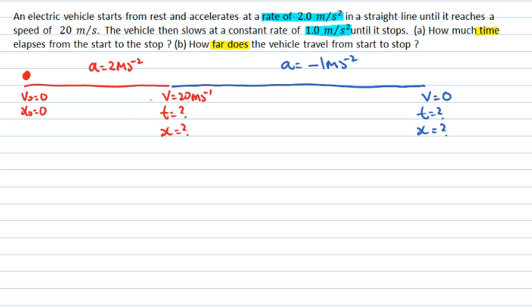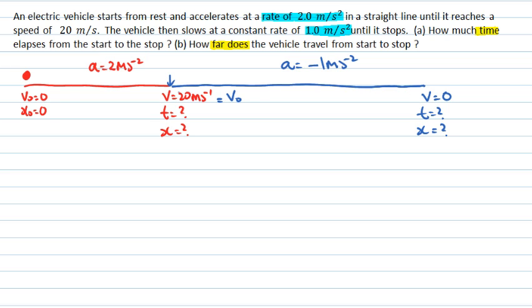But I want to consider these two paths independently. If I can solve for those distances and times, I can add them together to find the answers for A and B. I do have a little bit more information here. At this point, for the second leg of my journey, whatever was my final velocity for the first leg is actually equal to my initial velocity for the second leg.